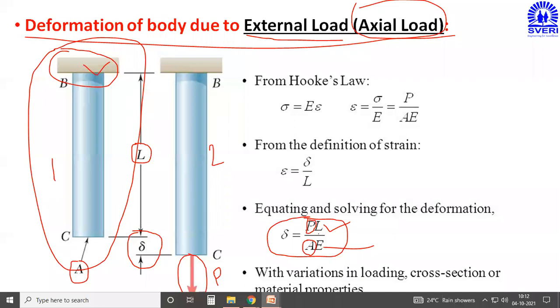A will be given as a constant parameter. Length will be given as the original length. Applied force will be given in the form of P, and by putting all the values in this particular equation, I can calculate the delta L, and that delta L represents the deformation due to external load or axial load, because here actually load is applied. If there is no load applied on the body, no deformation will be taking place. So here, whatever the deformation is taking place, it is due to the external load only. So this is the condition number 1 for the deformation calculation.